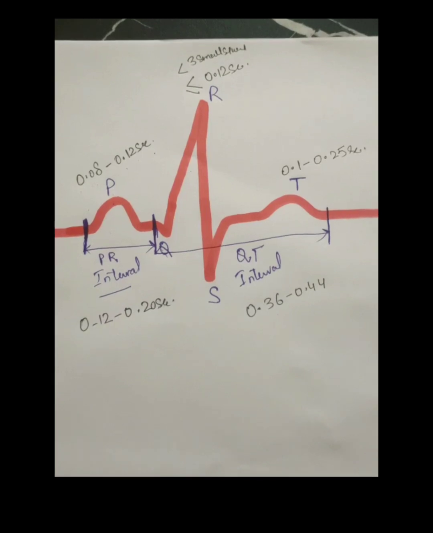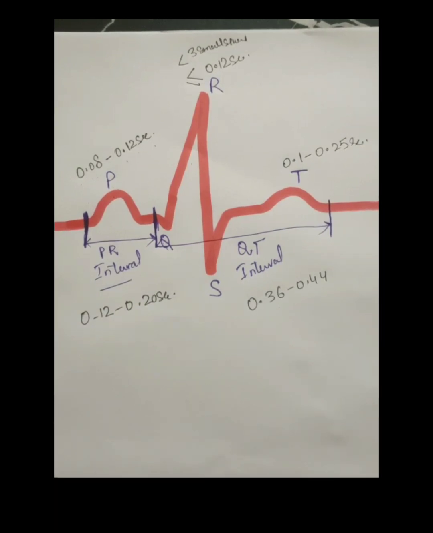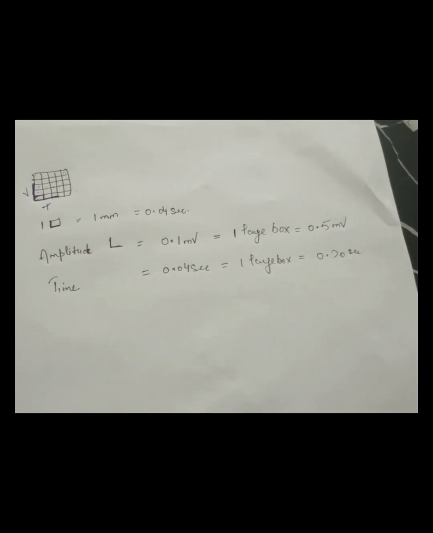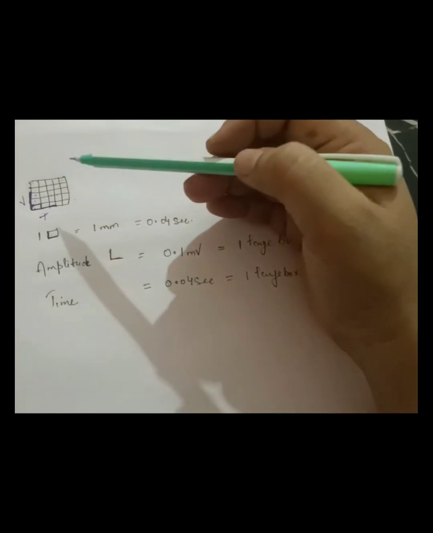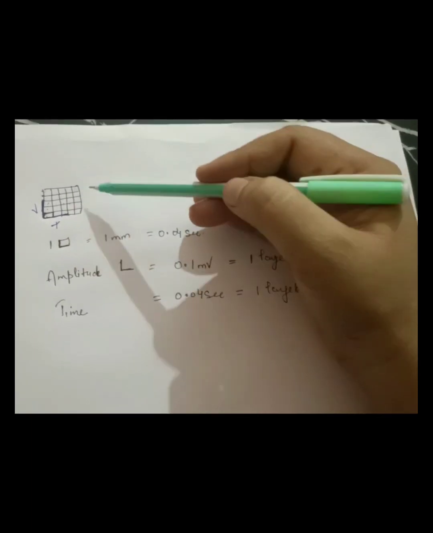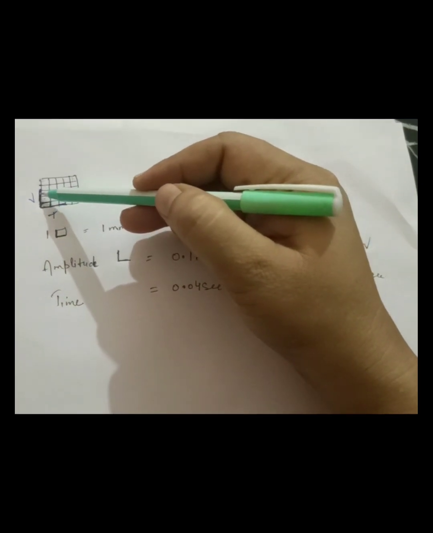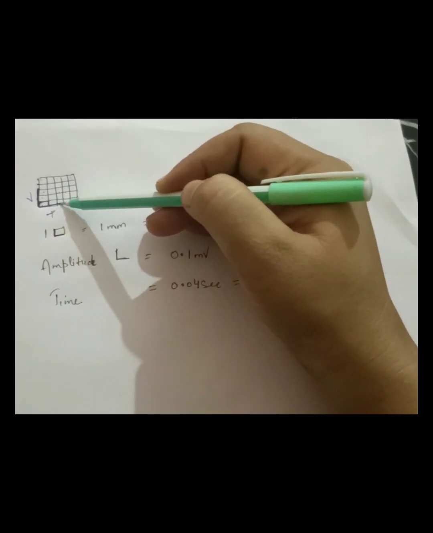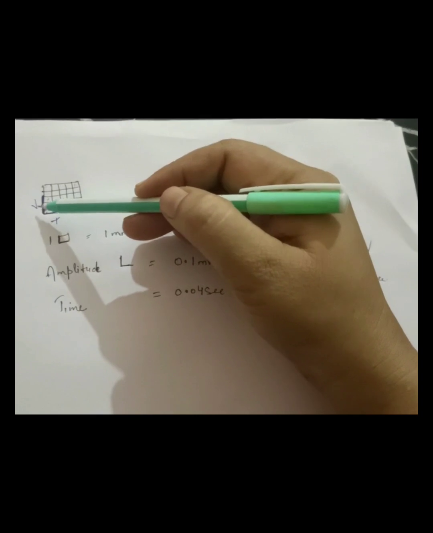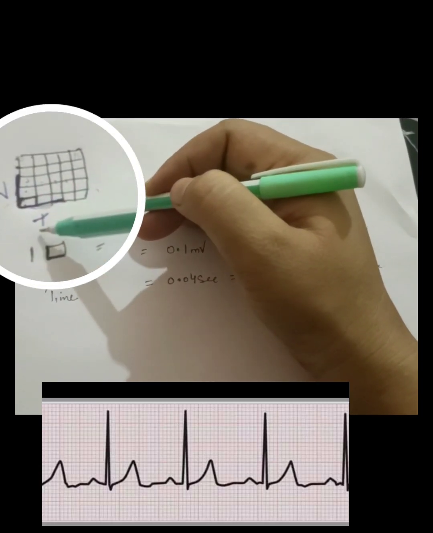So now let's understand what the small boxes and large boxes are in an ECG, and how to calculate the rate, rhythm, everything. Before understanding the ECG, we should know some basics. On ECG paper, you will see one large box. One large box is equal to 5 small squares, right? It has a vertical axis and a horizontal axis. The vertical axis signifies the amplitude or voltage, and the horizontal axis is time.